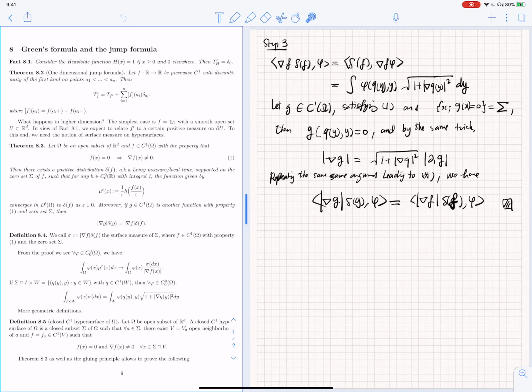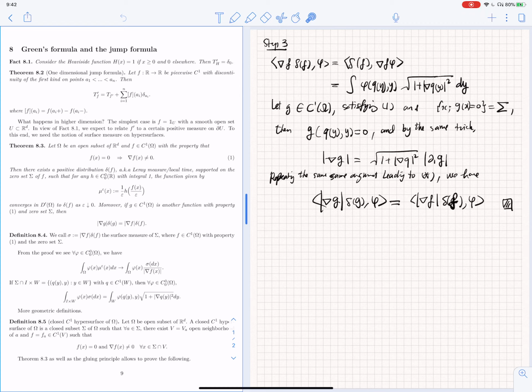But if we choose another C1 function with the same property, we end up having the same thing, right? So in the following, we call this product sigma, and this will be called the surface measure associated with the hypersurface sigma. There's no ambiguity in defining such a thing because it does not depend on the choice of this function. It depends only on the set sigma.